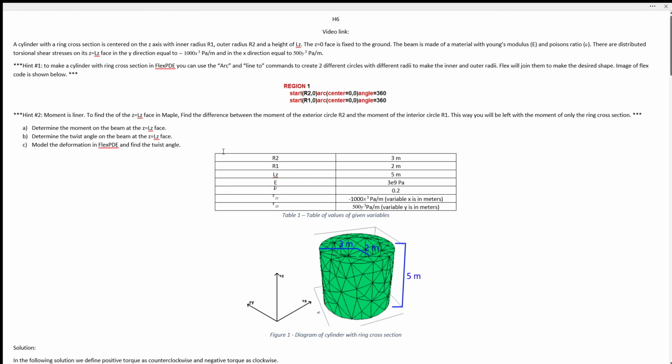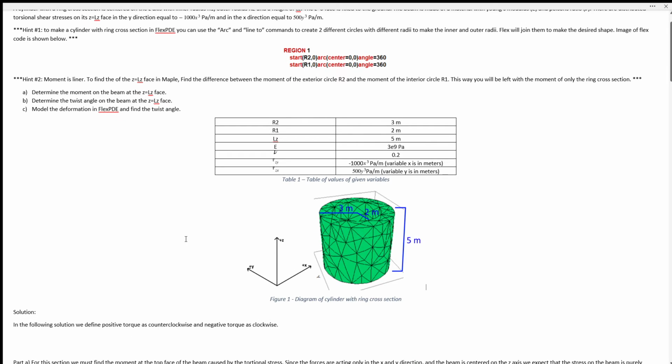Hi, welcome to my design project for 2PO4. So the question here asks to find the twist angle and moment for this hollow cylinder here. We're given the dimensions here, the material properties, and the applied distributed stresses.